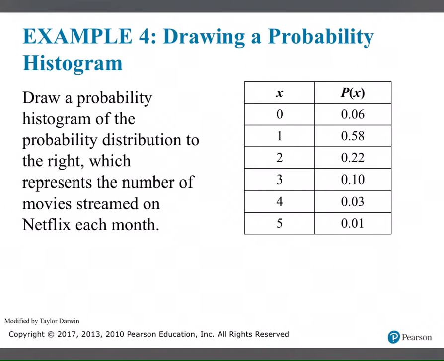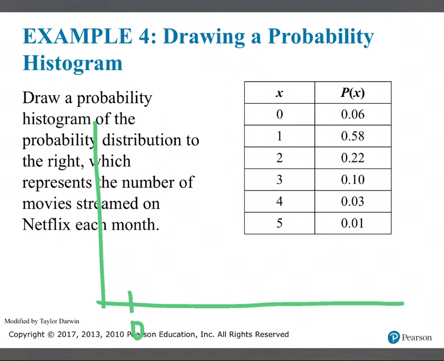So there's something that exists called a histogram, a probability histogram. And we're going to use this Netflix example again. And all the discrete variables go here. And I'm going to put 0 here, and I know 0 usually goes on an axis, but I'm just going to put it here so you can see it. So 0, 1, 2, 3, 4, 5.